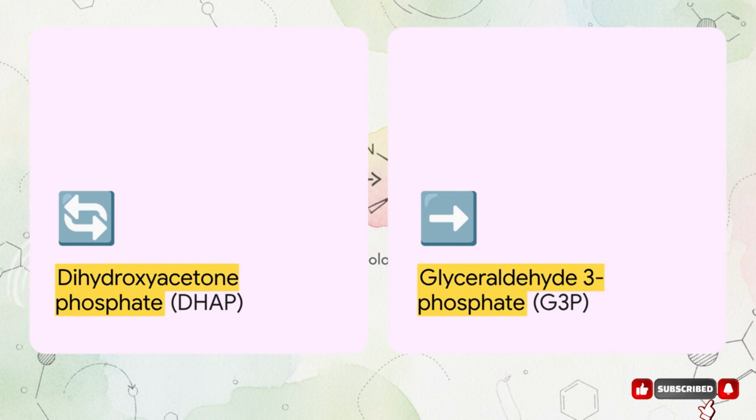And here's the brilliant result of that cut. The scissors do their job, but the two resulting pieces, they aren't identical twins. They are structural isomers. One is dihydroxyacetone phosphate, or DHAP, and the other is glyceraldehyde 3-phosphate, or G3P. See how each of these 3 carbon molecules walks away with its very own phosphate group?